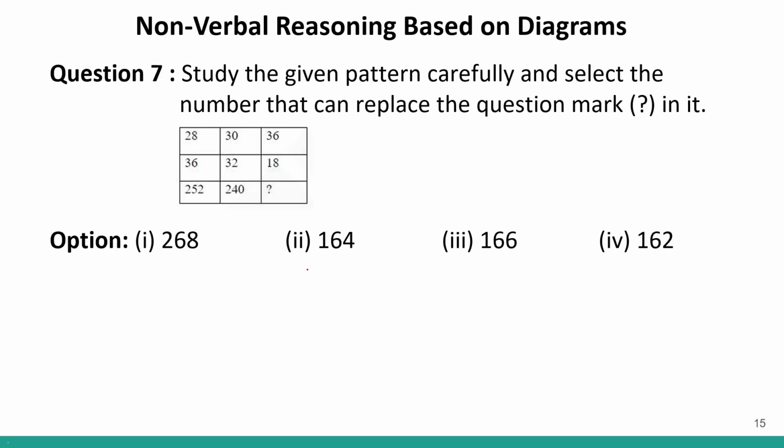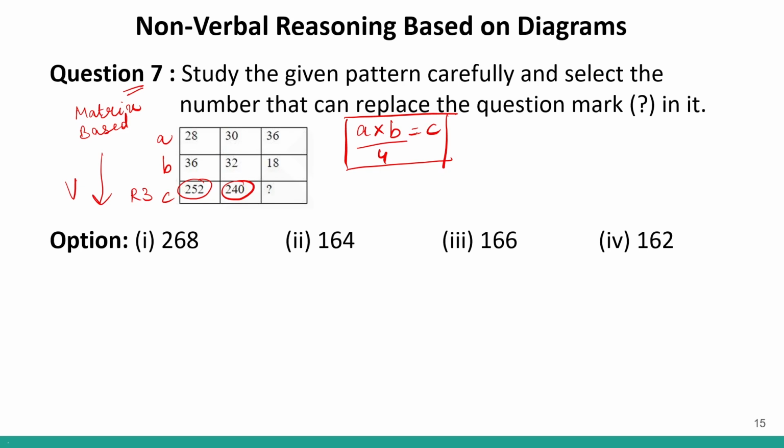Okay? Now, question number 7, logical grid or matrix based question. Over here I can see that the numbers in row 3 are significantly bigger than the numbers given in row 1 and row 2. So I am assuming we have vertical operations. Certain operations are being carried on these two rows to get the third row. So let me give them A, B and C. Now, if I multiply A, B and divide it by 4, I get C. This is the logic that is being used in this matrix.